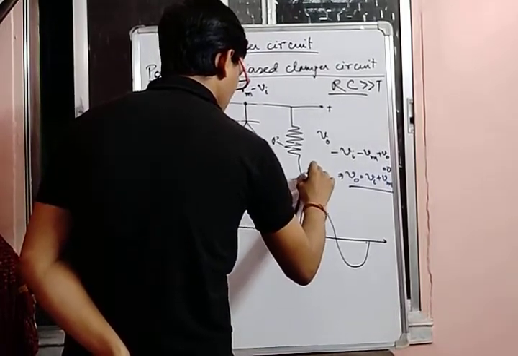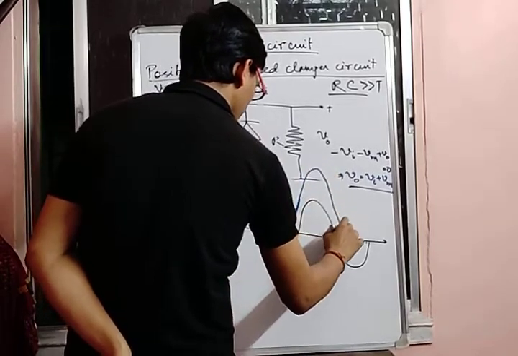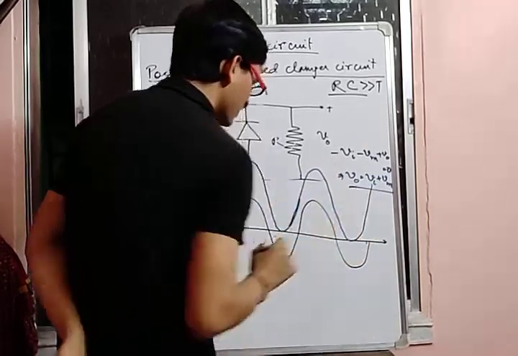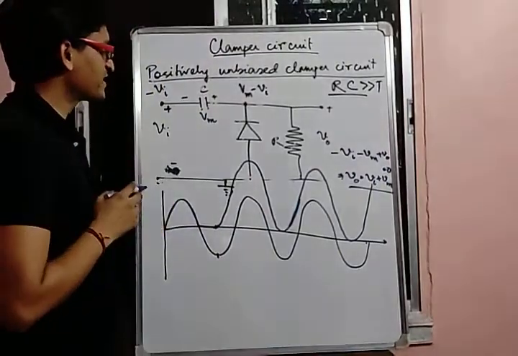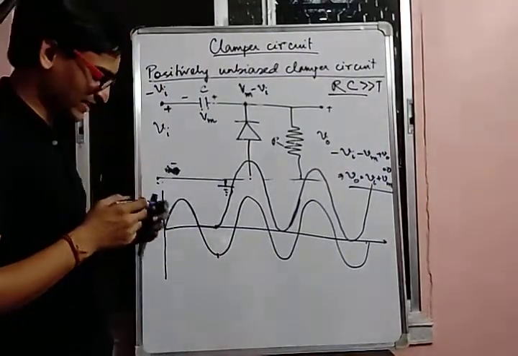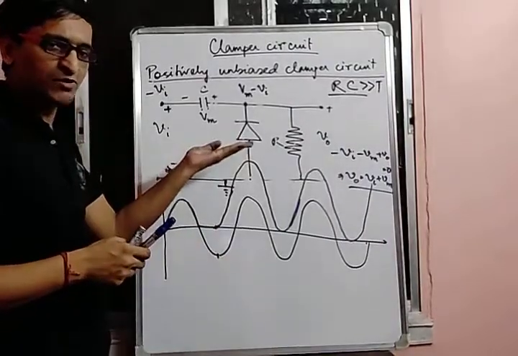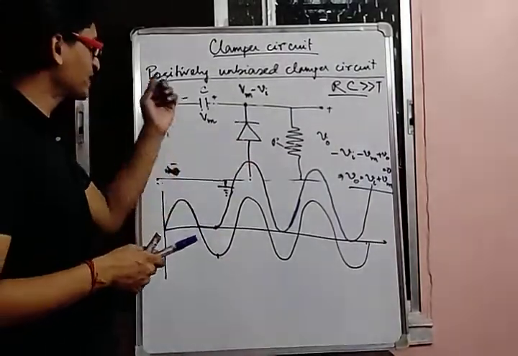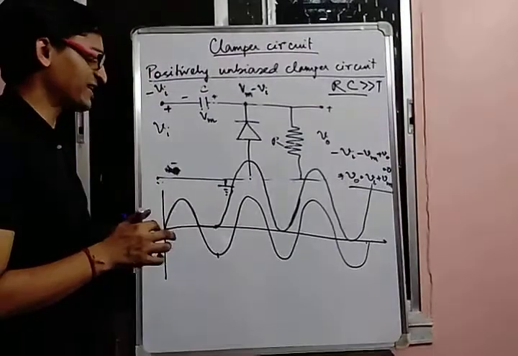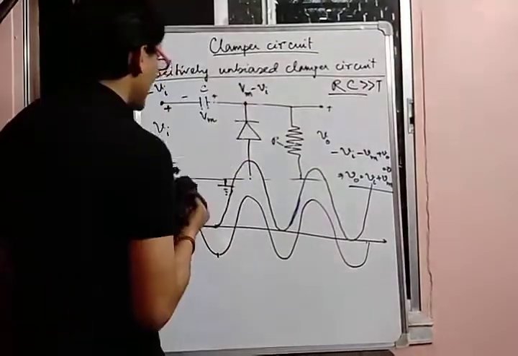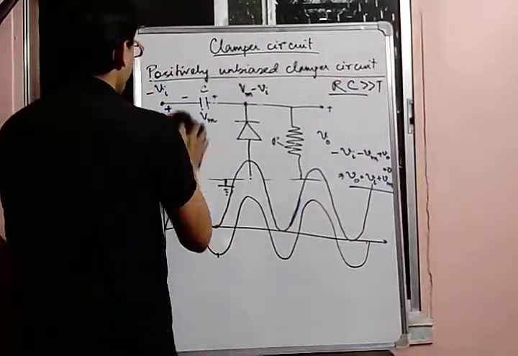Obviously the waveform in the diagram is not very accurate, but it will look somewhat like this. So this is basically a positively unbiased clamper circuit. You can easily see that it has been shifted towards the positive side, so for that reason it is called a positively unbiased clamper circuit. Similarly, we can have a negatively unbiased clamper circuit.